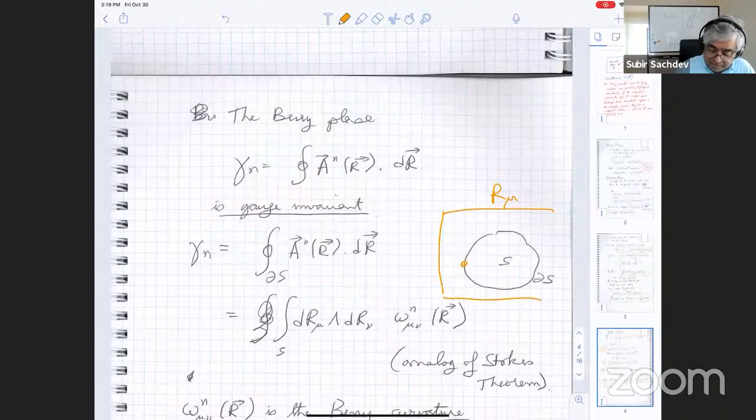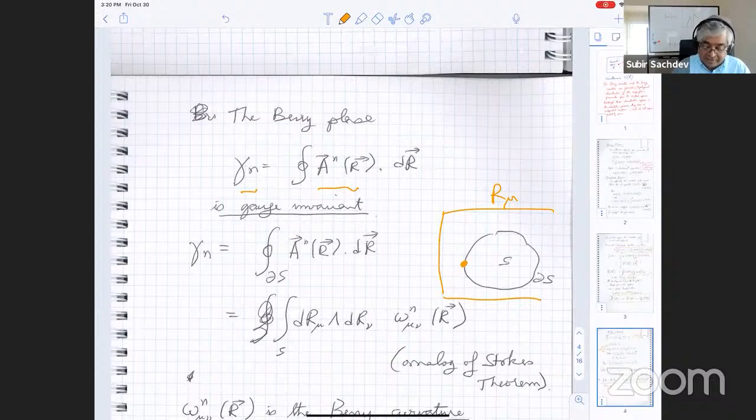And I take a closed loop in parameter space. So if I took a closed loop in parameter space, come back to the original point, so that my Hamiltonian has returned to its original point, then this is gauge invariant. This is a pure number that characterizes the structure of your Hilbert space. It's just because it's gauge invariant.